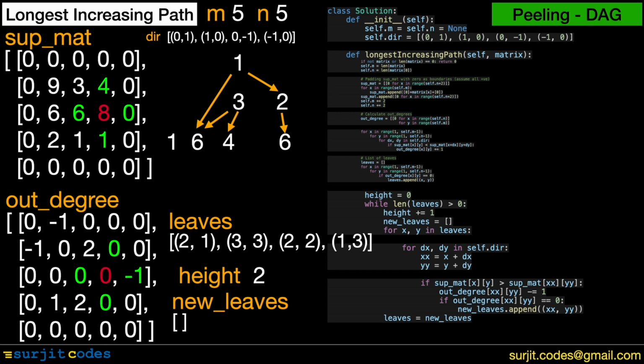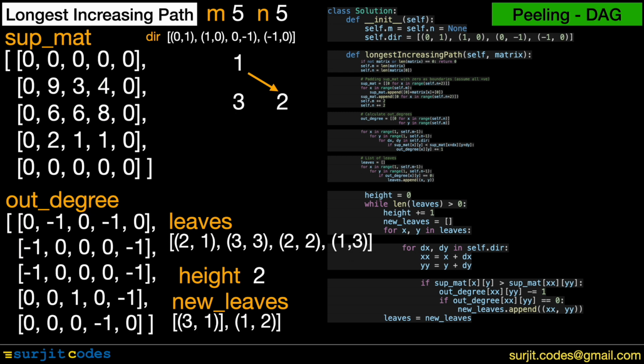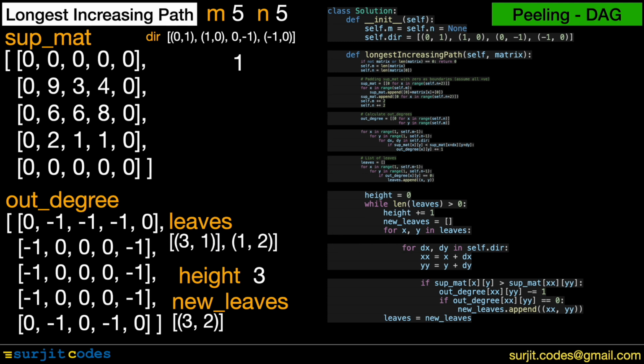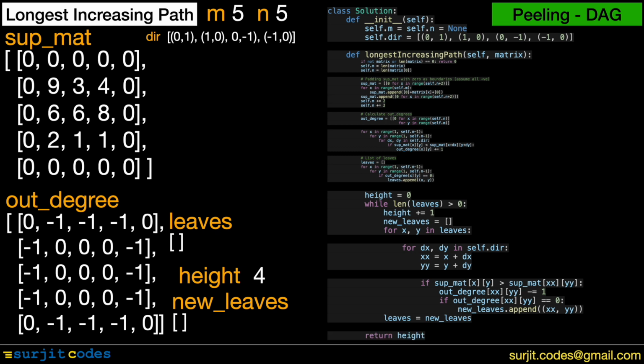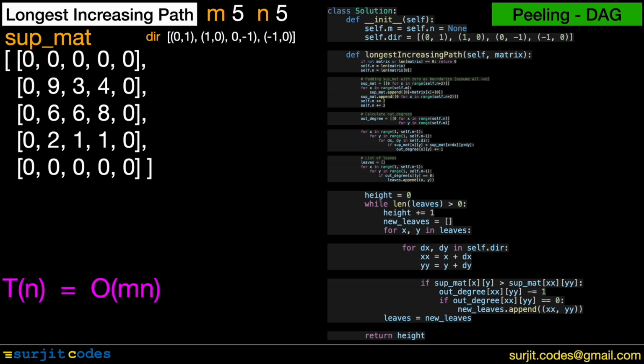In this iteration, 1, 6, 4 and 6 are peeled off from DAG like onion leaves. And we get this. In next iteration, we peel off 3 and 2 to get this. In last iteration, 1 is peeled off and height becomes 4. In next iteration, leaves is empty. We come out of the loop and we return height as the final answer.